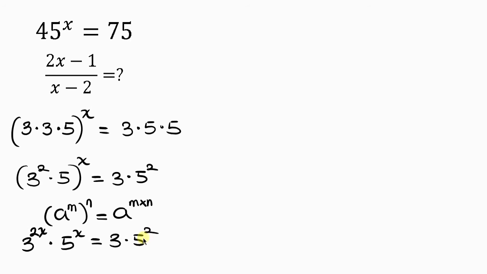Our next step will be for us to divide both sides by 3 in order to get rid of this 3 from the right hand side. So we divide both sides by 3. We have 3 to the 2x times 5 to the x, I'm going to be dividing this by 3, equal to, now on the right hand side, I have 3 times 5 squared. I'm also going to be dividing it by 3.